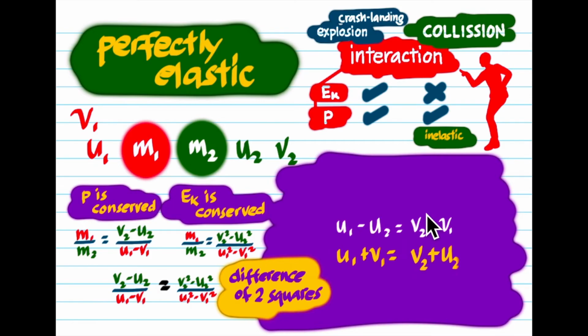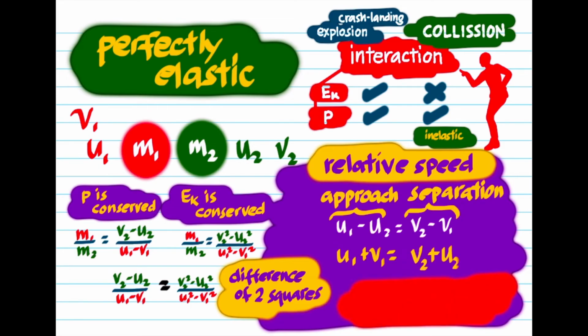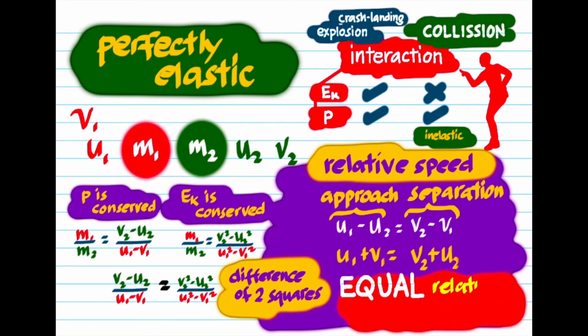That is why it is more popular for physics people to use the word relative speed rather than relative velocity in this case. So before collision, this part, we call it relative speed of approach. And after collision, this part here is called relative speed of separation. And if the kinetic energy and momentum are both conserved, meaning the collision is perfectly elastic or elastic collision, then we say that these relative speeds are equal. All right? Same relative speed of approach and separation.